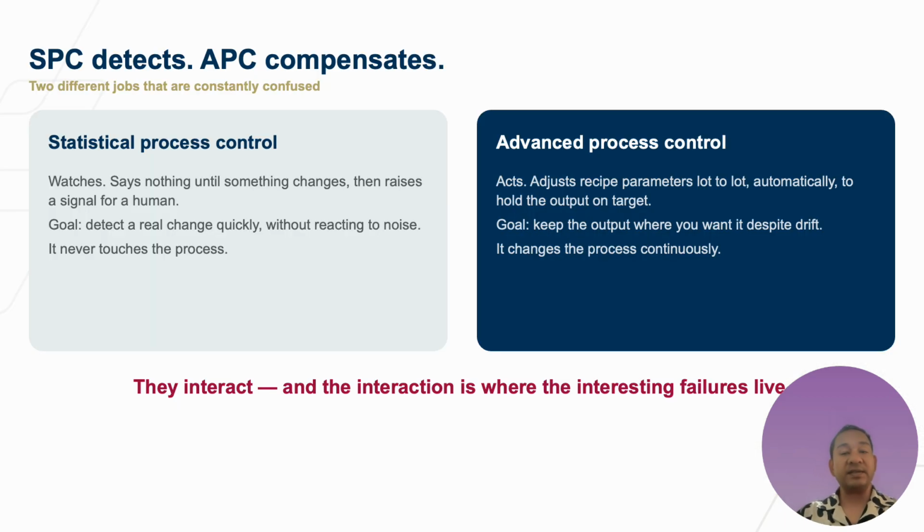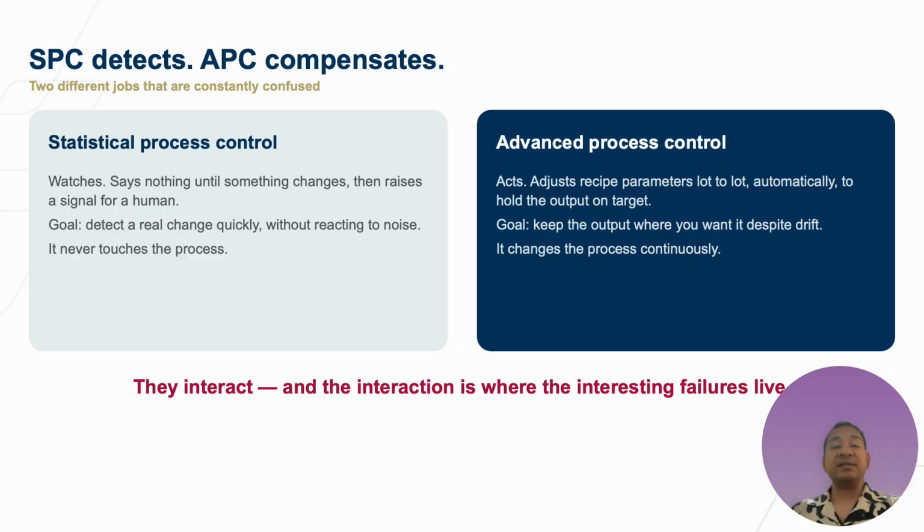What happens when the process is being actively controlled? Two different jobs, constantly confused. Statistical process control watches. It says nothing until something changes and then raises a signal for the human. Its goal is the sentence from lecture 1: detect a real change quickly without reacting to noise. Critically, it never touches the process. Advanced process control acts. It adjusts the recipe parameters lot to lot automatically to hold the output on target despite the drift. It changes the process continuously.